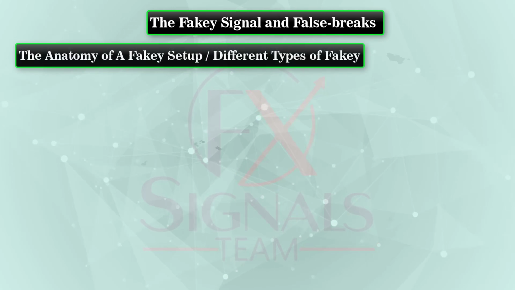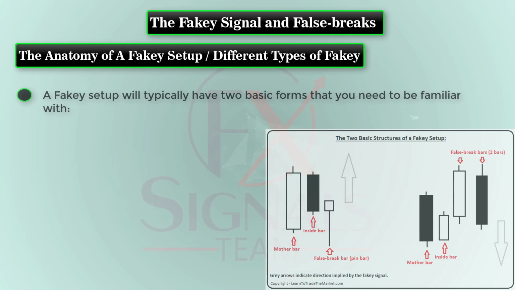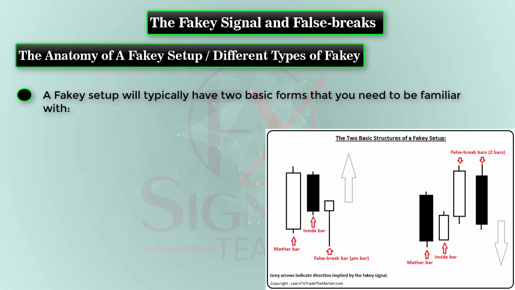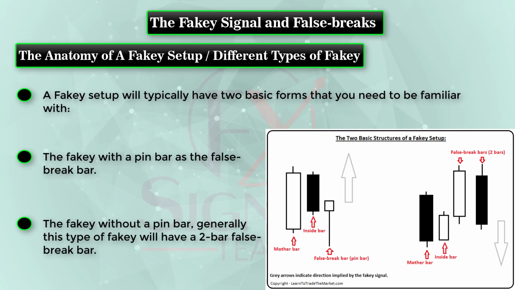The anatomy of a Fakey setup or different types of Fakies. A Fakey setup will typically have two basic forms that you need to be familiar with. The Fakey with a pin bar as the false break bar, and the Fakey without a pin bar. Generally, this type of Fakey will have a 2-bar false break bar.